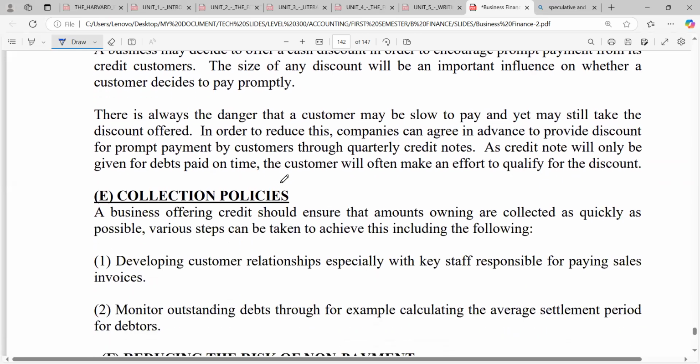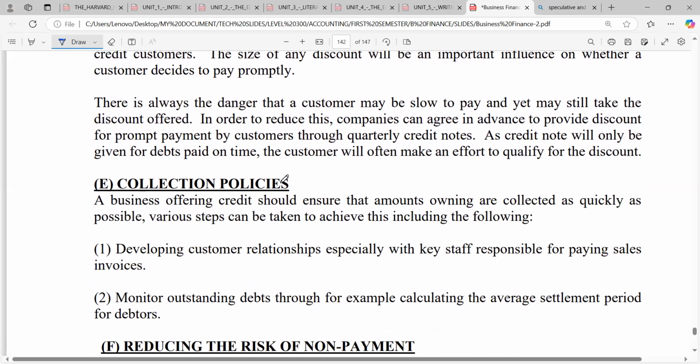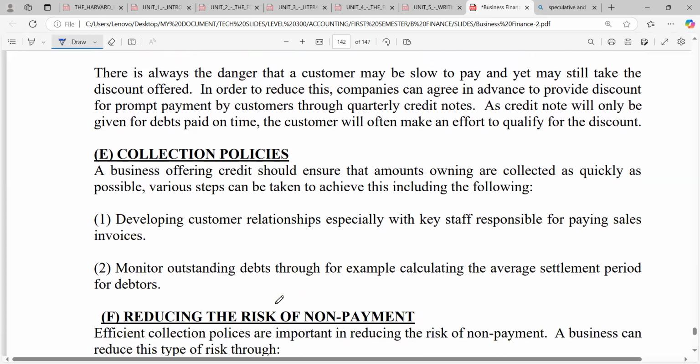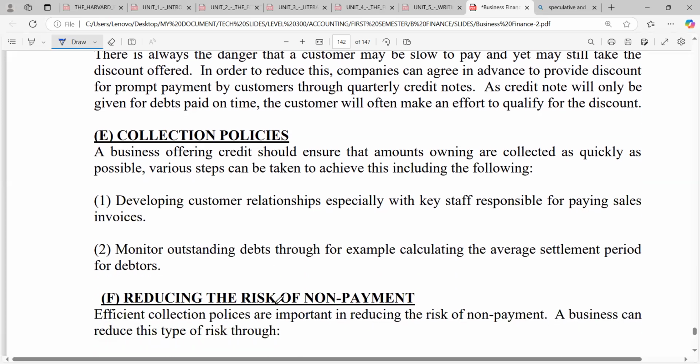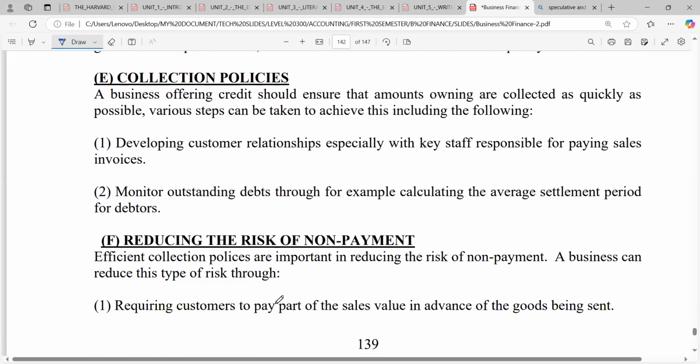And the next thing is looking at the collection policy. A business offering credit should ensure that the amount owing is collected as quickly as possible. Various steps can be taken to achieve this, including developing the customer relationship, especially with the key staff responsible for paying the sales invoice. So the accounts staff, you must develop some relationship with them, and then you should be sending them the invoices from time to time so that they can be paying. So that is how you want to do your collection process, and then also reducing the risk of non-payment.